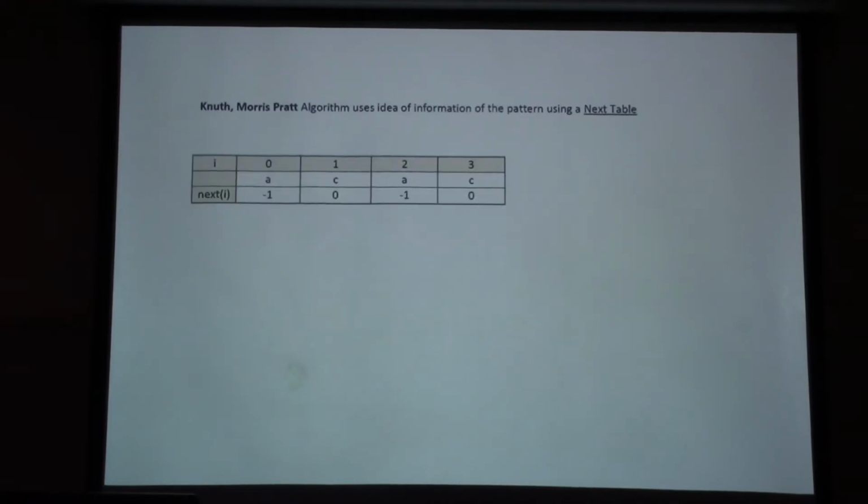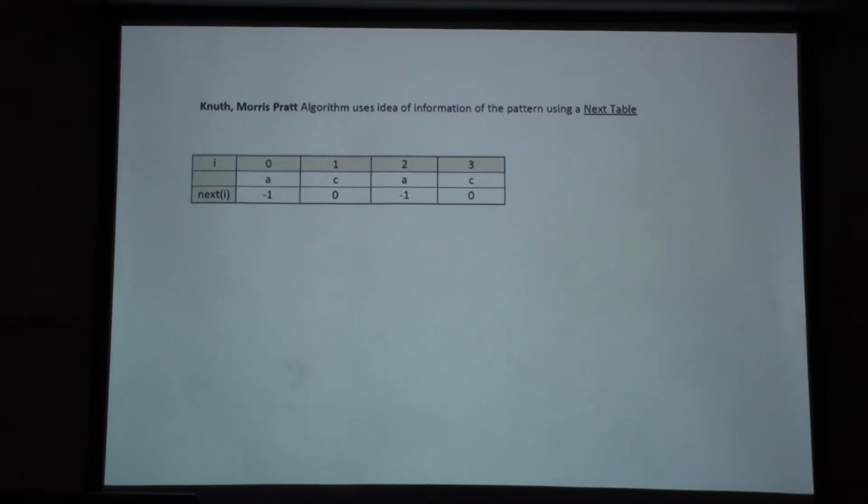So we have to know about our own string. So we have to sort of match our own string to our own string, if you will, to learn about our own string. And so what we're going to do is compute this next table. For example, for the string ACAC, regardless of what text we compare it against, the first thing we're going to do is compare ACAC against itself, which is the principal part of the KMP algorithm, computing the next table. The next table for ACAC is always -1, 0, -1, 0.